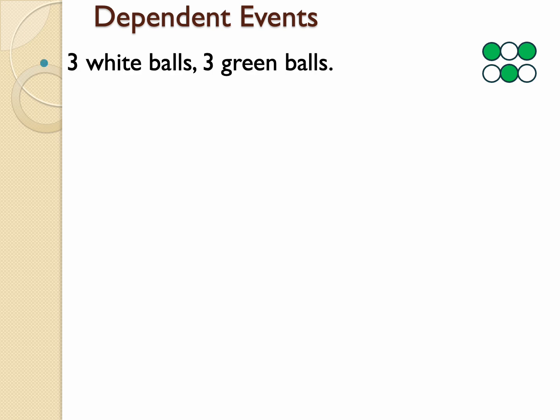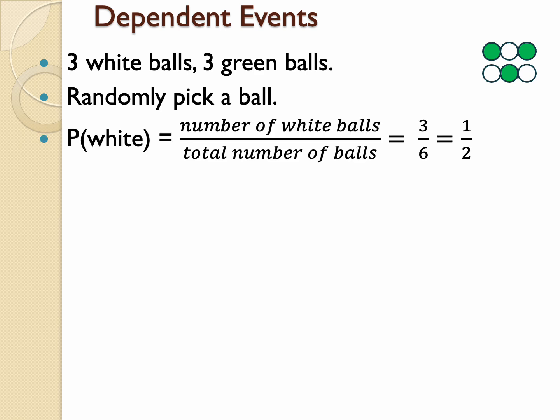Suppose there are 3 white and 3 green balls in a bowl, and we randomly pick one ball. Now, what are the chances of picking a white ball at random? So this equals the number of white balls, which is 3, divided by the total number of balls, which is 6. So the probability turns out to be 1/2.